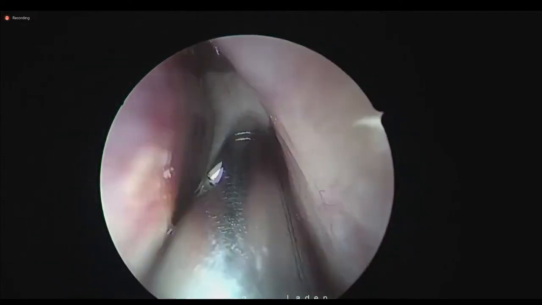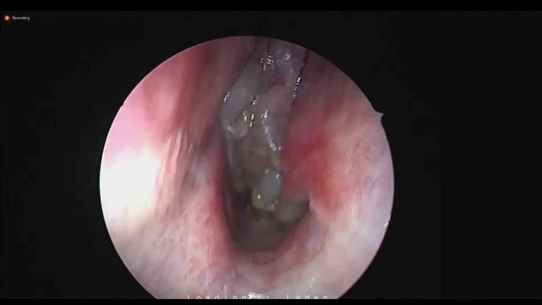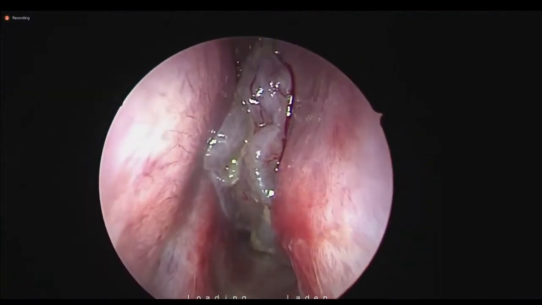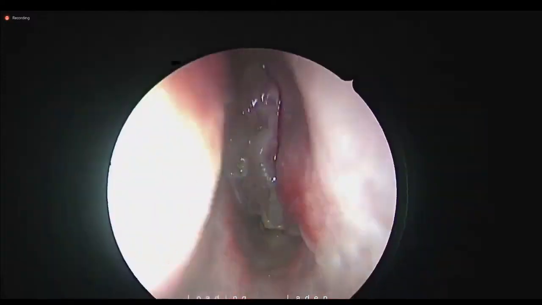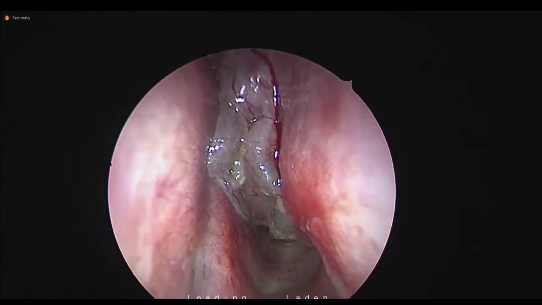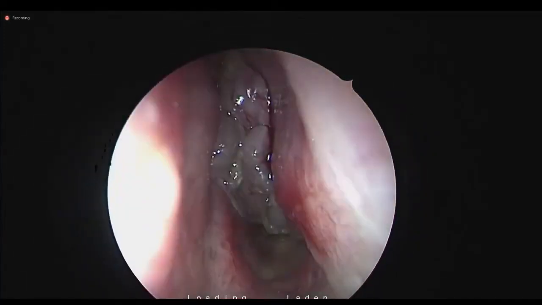See now, the polyps have shrunken. Nasal cavity has opened up. We are not going to the opposite side, straight. How is the picture there? It's perfectly fine, sir.